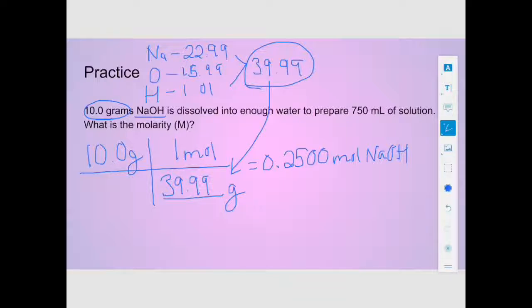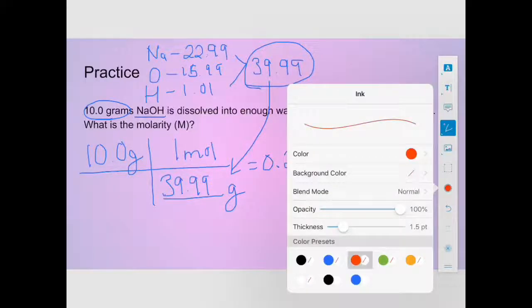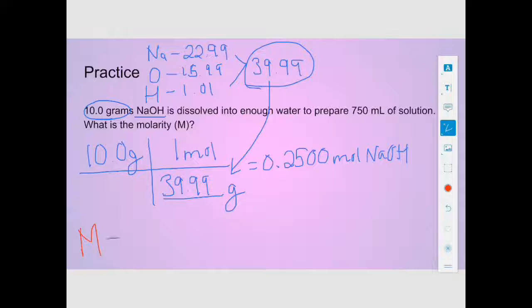The third step is to use our molarity formula, which again I'm going to write down here in the corner. Molarity is equal to moles per liter. So we're going to go ahead and divide. We've got our moles up top.